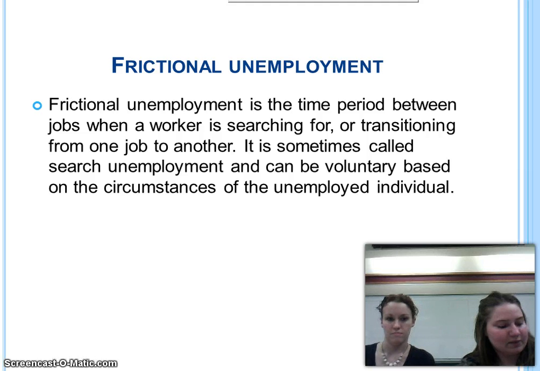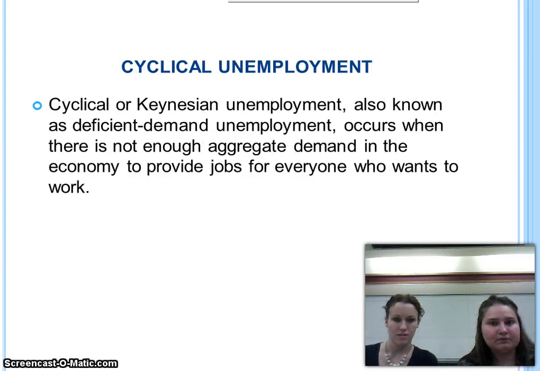Frictional unemployment is the time period between jobs when a worker is searching for or transitioning from one job to another. It is sometimes called search unemployment and can be voluntary based on the circumstances of the unemployed individual. Frictional unemployment can be illustrated by someone who leaves their current job to look for another. Until they successfully find and begin another job, they are temporarily unemployed. Another example would be a recent college grad who suddenly becomes available to the job market but has not yet found his first job.